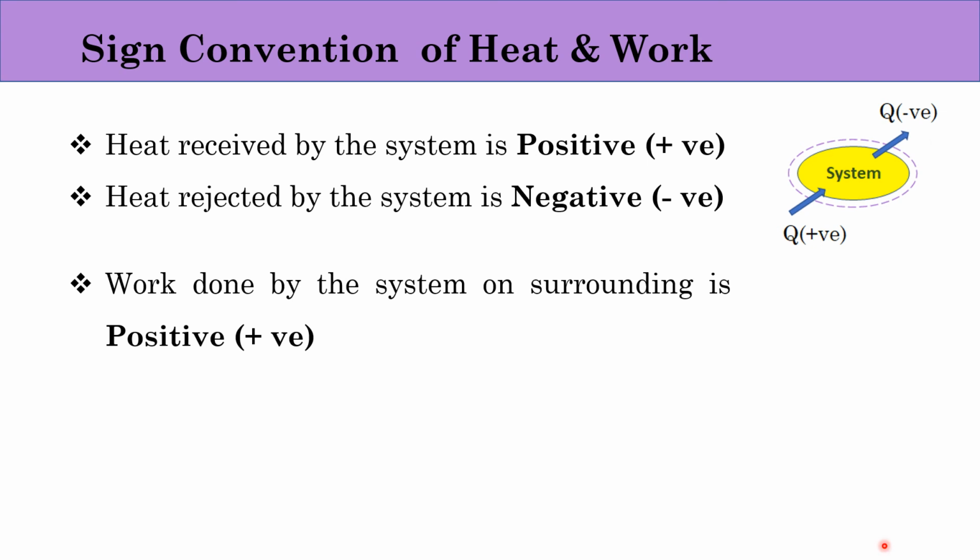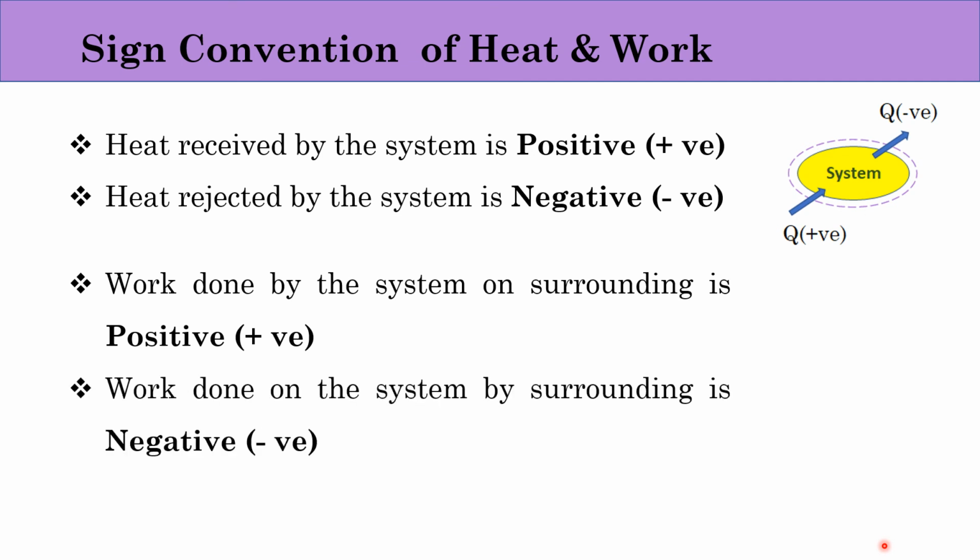Now work done by the system on surrounding is positive, and work done on the system by surrounding is negative. So this is the system. If we do work on the system, then it will be negative, and if we get work from the system, then it will be positive. So how you need to remember is, to a system we are giving some heat input. When we give the heat input it is positive, and when we give the heat input we get the work output. So both this heat and work will be positive, and it will be negative if it is vice versa.